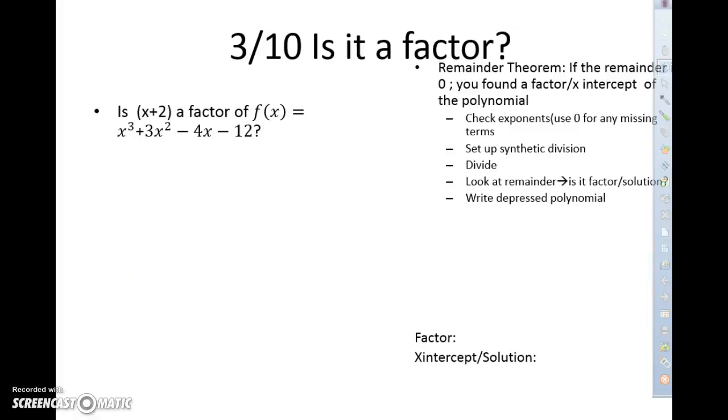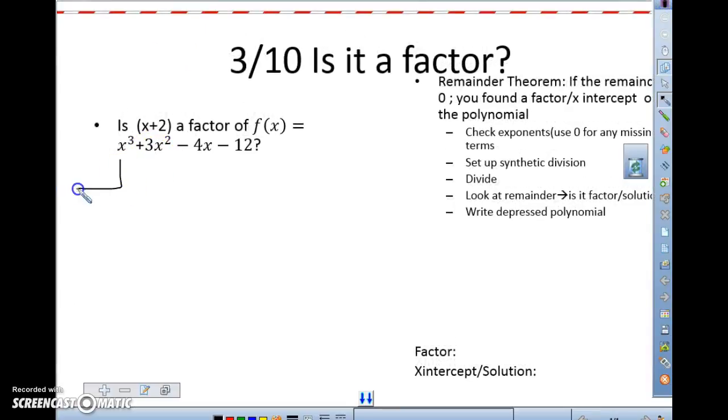So if we were going to synthetically divide this, what are we going to put in the little box here? -2, right? Because when I'm asking about the factor, I really want to know what would the x-intercept have to be. So we're looking at -2 when we synthetically divide.